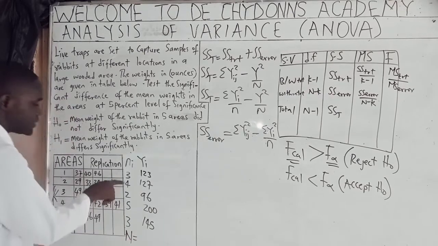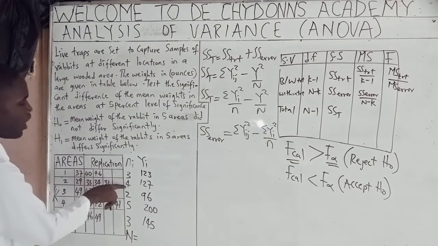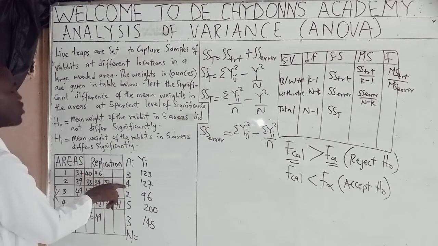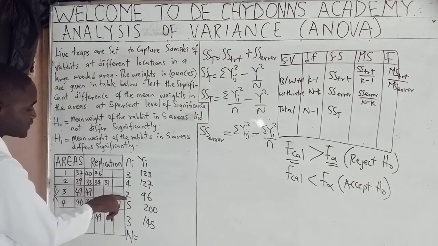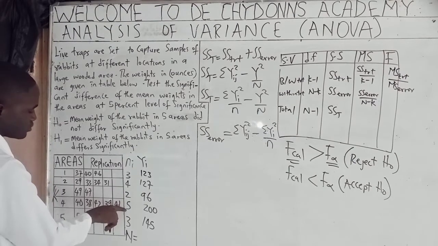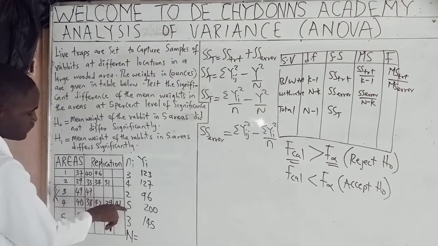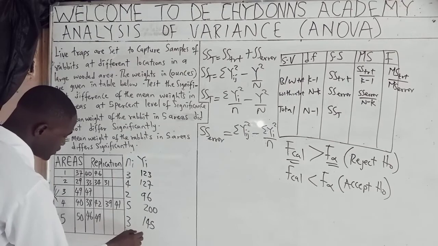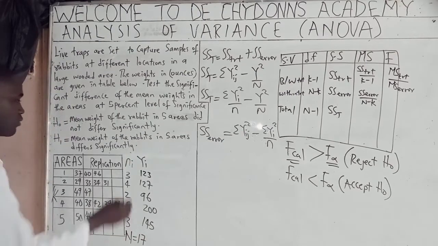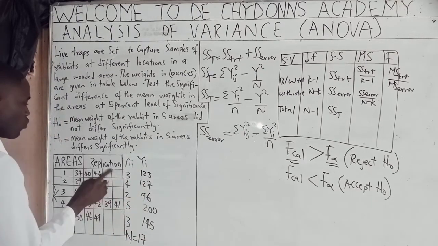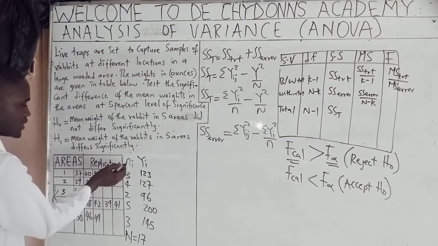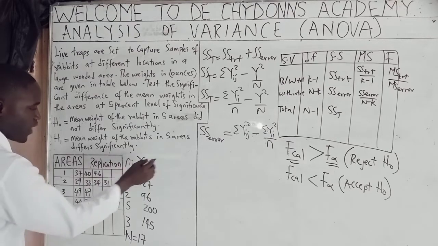Total n means add everything. 3 plus 4 gives you 7, plus this gives you 9, 9 plus this is 14, plus this is 17. So, from this information, this is the individual values of n.